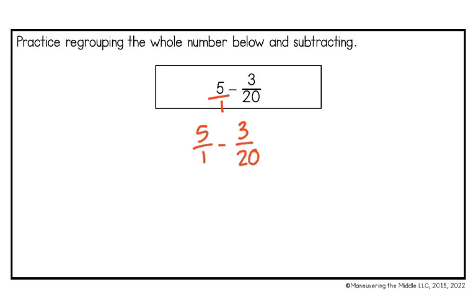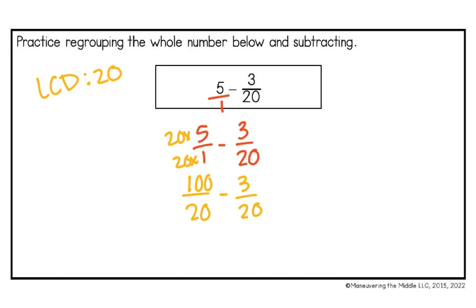All right, and I know that 1 times 20 will give me 20. So we're not going to touch 3 twentieths. Instead, I'm going to use our least common denominator of 20, and I'm going to multiply by 20. So 1 times 20 is 20. 5 times 20 is 100, and then I'm going to have 3 twentieths. And we're going to subtract. 100 minus 3 is 97. Denominator stays the same, and we get 20.